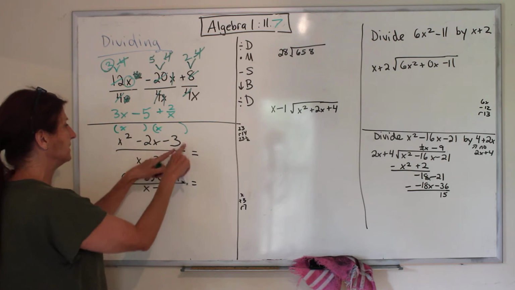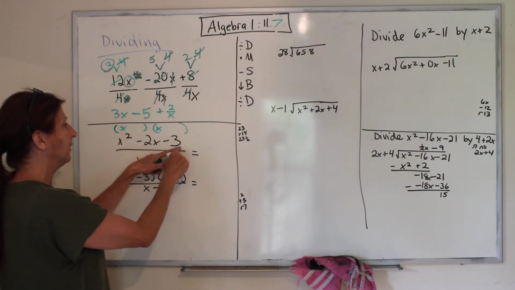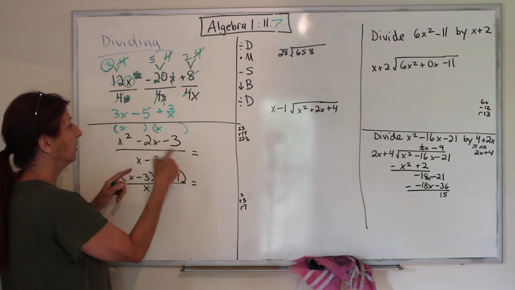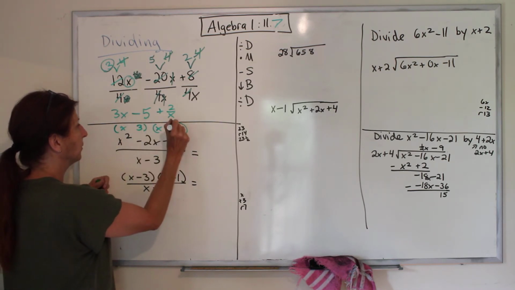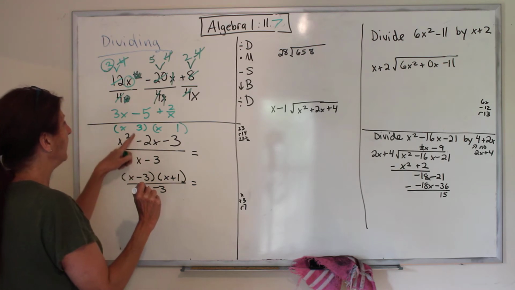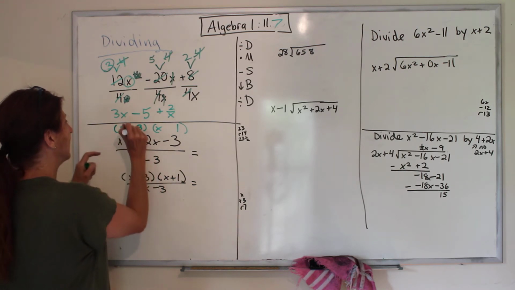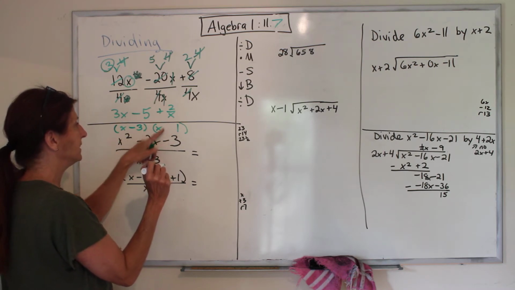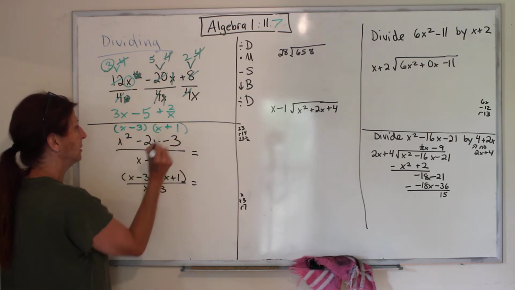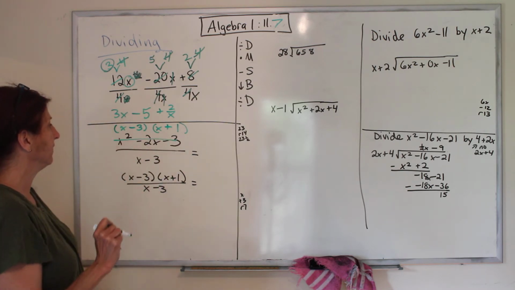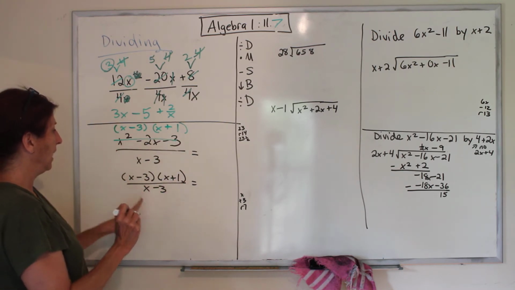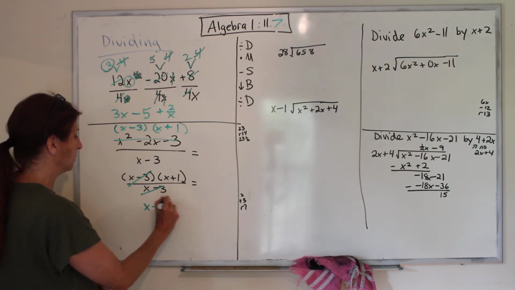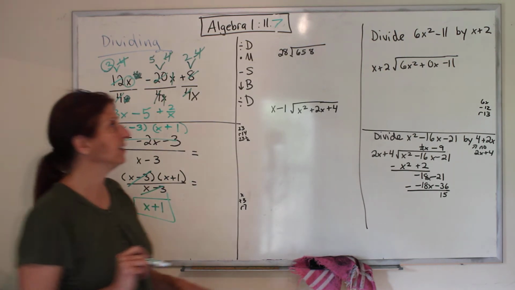I write my x's down. I think about what can I multiply to get 3, but add or subtract to get 2. Well, 3 only has 2 factors, 3 and 1. The bigger number gets the sign of the middle one, and then the other one you think, what sign does this need to have for that to be negative? It needs to be positive. So I turn that into this, and now I can mark these out. So the answer is x plus 1. That's kind of fun too, isn't it?